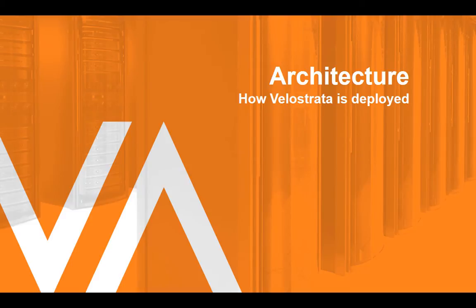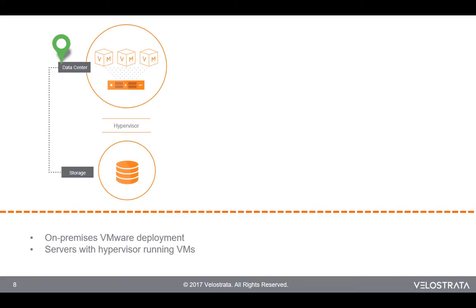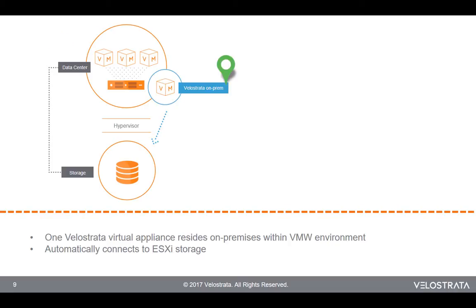Let's talk about the Velostrata architecture now. Here you can see we've got our on-premises data center, which has a VMware deployment comprised of virtual machines and attached storage. On-prem, you'll install the Velostrata virtual appliance within your VMware deployment, which will automatically connect to your ESXi storage.